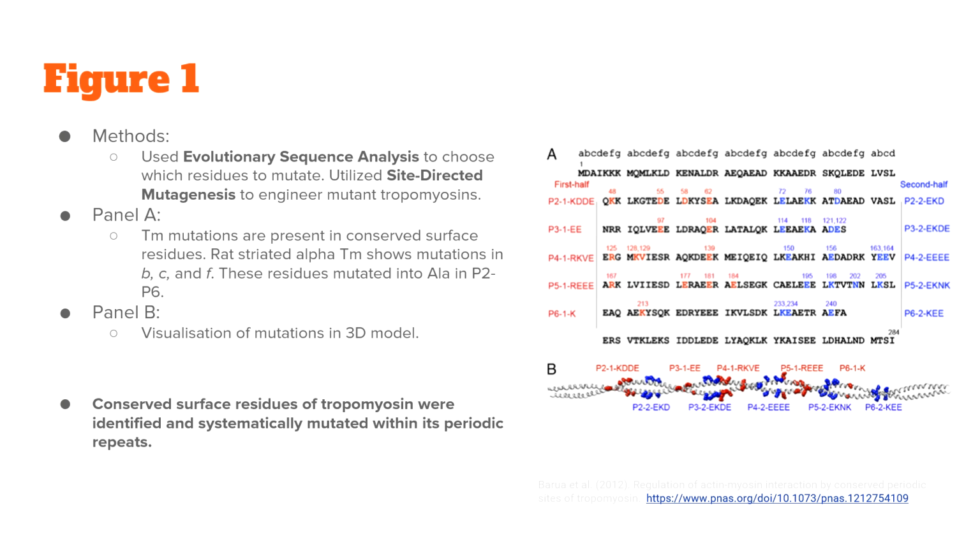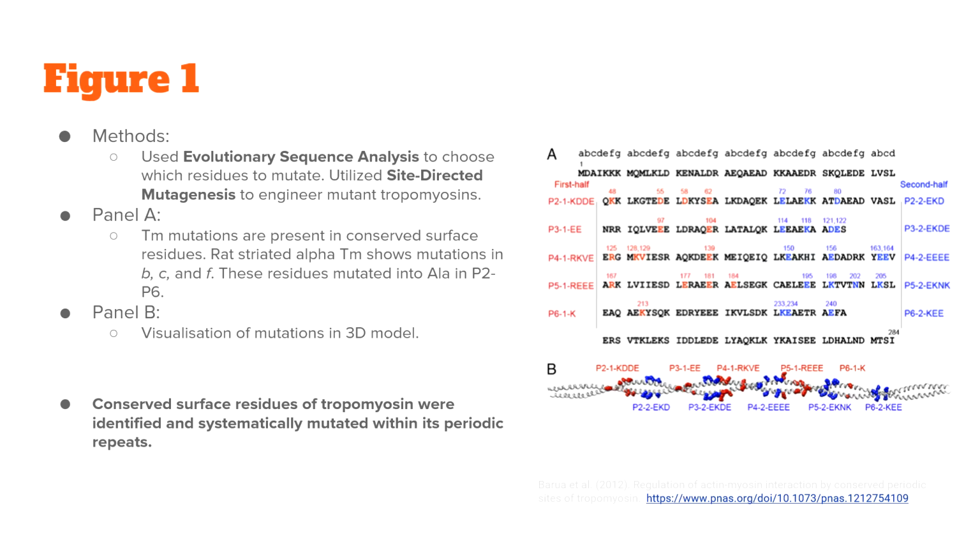For our first figure, this figure was created using two different methods: the evolutionary sequence analysis, in which they used previous information from other studies to choose which residues would be mutated, and then utilized site-directed mutagenesis to engineer mutant tropomyosins.